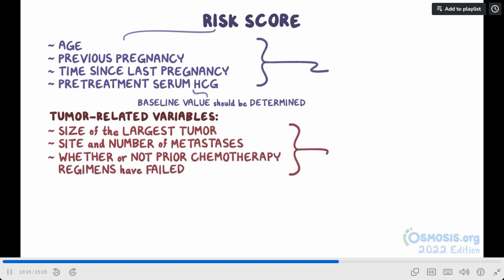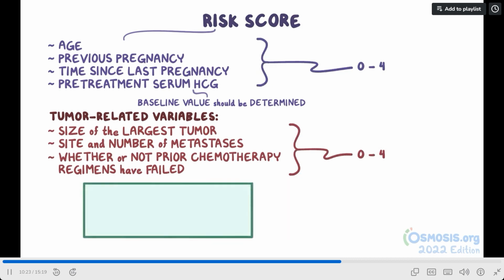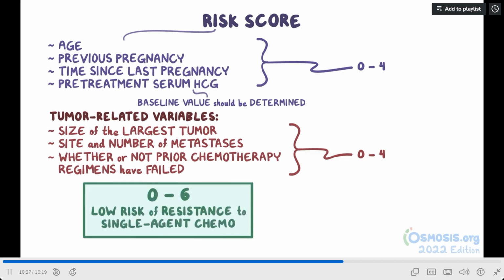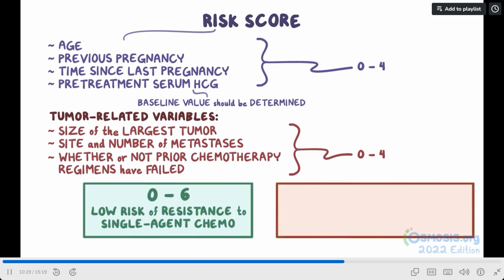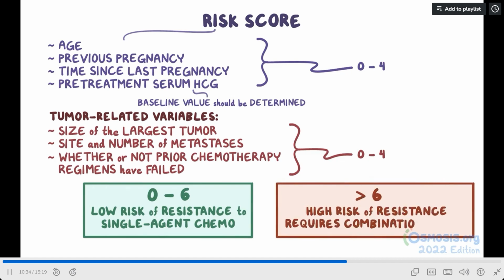Each of these variables is scored from 0 to 4, and a total score is calculated. A score between 0 and 6 suggests a low risk of resistance to single-agent chemotherapy, whereas a score above 6 predicts a high risk of resistance and requires combination chemotherapy.